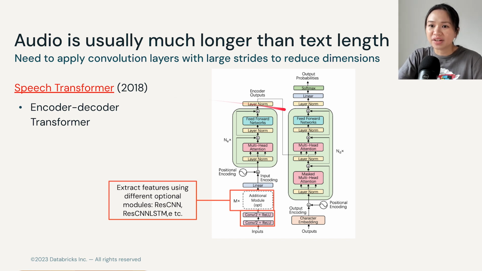So what you see on this slide should look 90% or even higher, more familiar to you, because it's basically the original encoder and decoder architecture. But it has the addition of convolutional neural network layers after the input layers to reduce the audio input dimensions. So this is a speech transformer. The authors of this paper also played with using optional modules like adding ResNet or long short-term memory networks, LSTMs, to further process the inputs before passing them to the transformer encoder block.